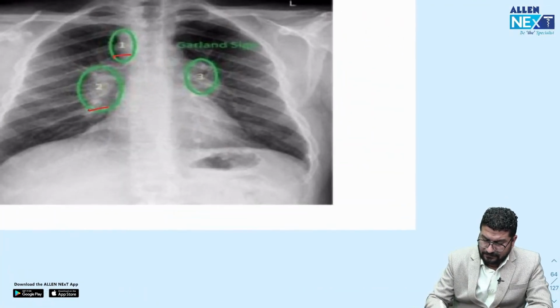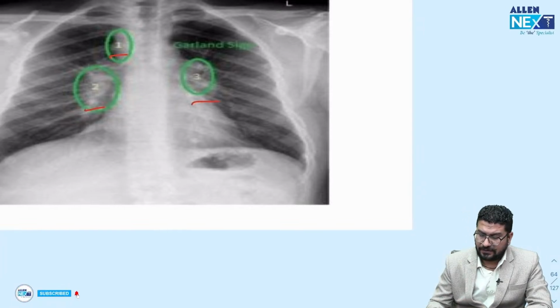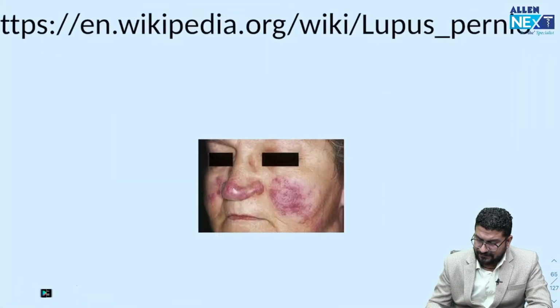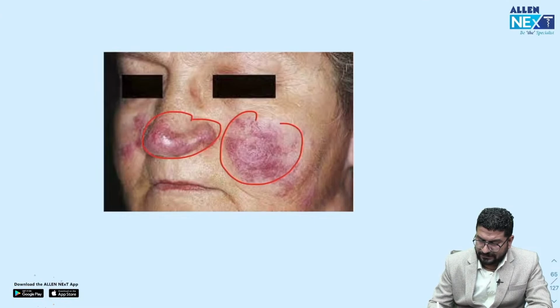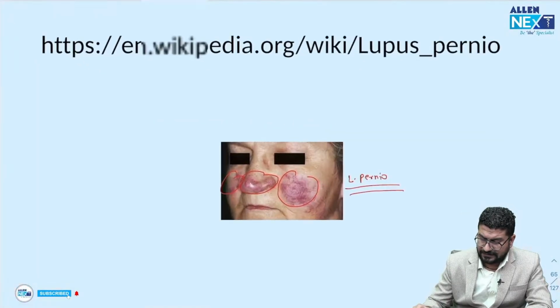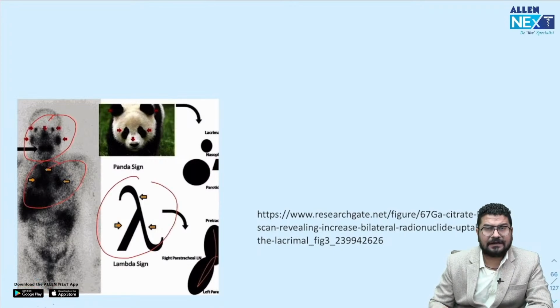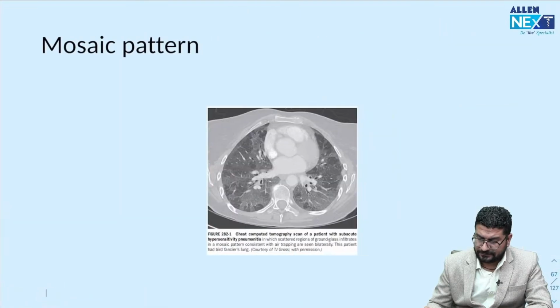It is called the 1-2-3 sign or Garland sign, where we see this in a patient of sarcoidosis. Then we have a rash. This rash is called lupus pernio. This lupus pernio is also seen in sarcoidosis. Sometimes they can ask you a question on a gallium scan. So in a gallium scan, you can see panda sign or lambda sign. Panda sign or lambda sign in a gallium scan we see in sarcoidosis.